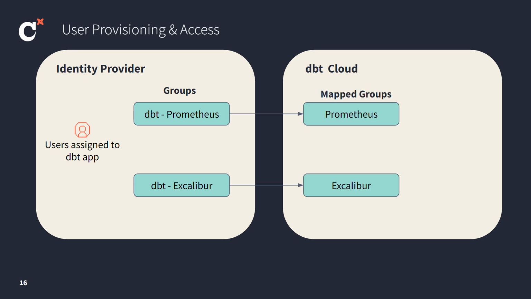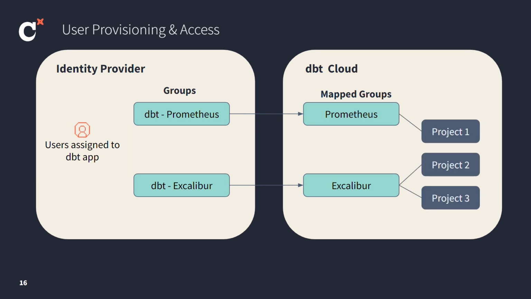And so to get data teams associated with these two crews, the enterprise crew sets up these groups in dbt Cloud and maps those groups back to the identity provider. They can then assign those groups projects and roles so that these users now have the access that they need in dbt Cloud. Now, when a user is added in the identity provider to that group, they can join via single sign-on and automatically get access to the right sets of projects with the right roles.